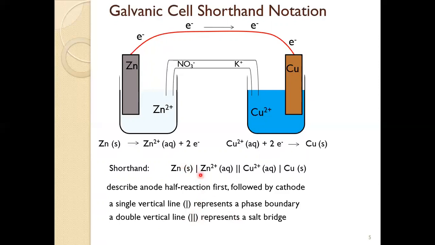So we have the anode, what's occurring at the anode, a salt bridge, and then what's occurring at the cathode. And the electrons in a galvanic cell will flow from the anode to the cathode. And then if we have two substances in the same phase, we'll use a comma to denote and separate those two substances.